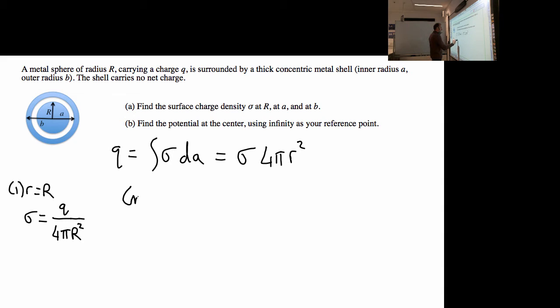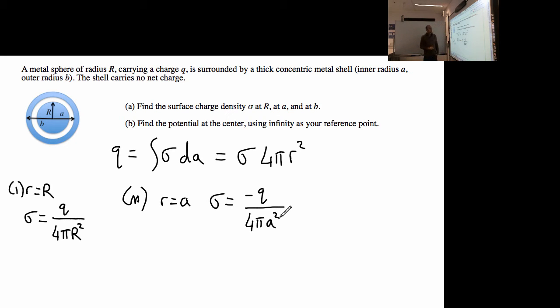Now what happens at r is equal to a? So at r equal to a is quite interesting because initially it carries no net charge. But of course, since we have a positive charge on our metal sphere, we're going to induce a negative charge on the inside of that metal shell. So whenever r is equal to a, sigma will equal minus Q divided by 4 pi a squared.